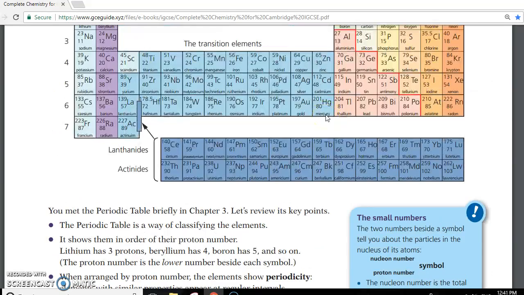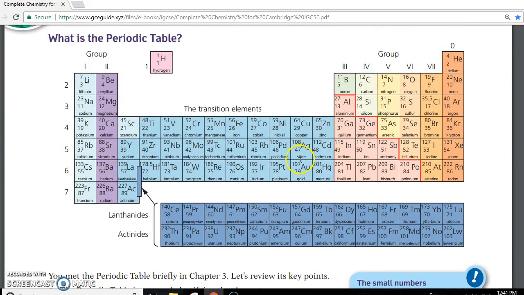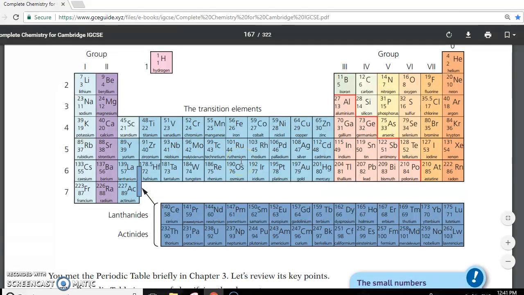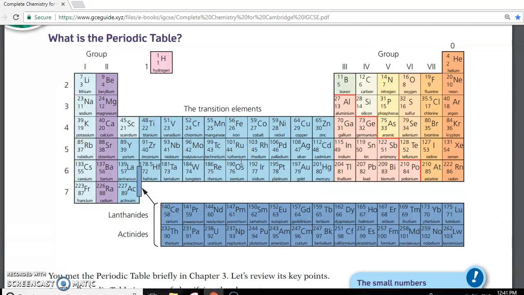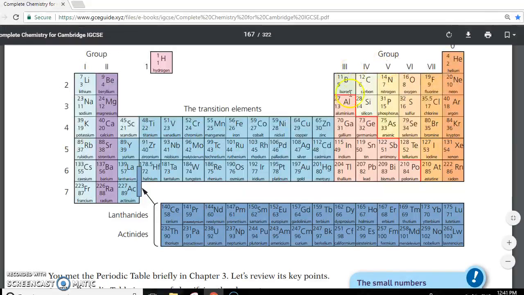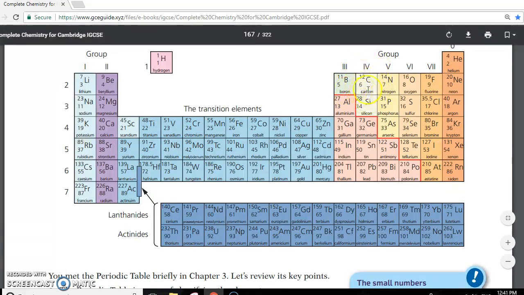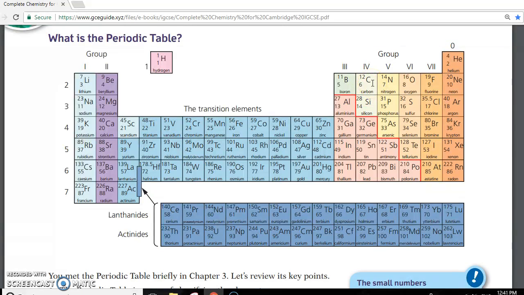And just as a reminder, especially on this table, they're not always going to mark which number is the proton number. It's always going to be the lowest one. The number of protons is also the same as the number of electrons. So if you had a question about carbon, asking how many protons and how many electrons carbon has, the number would be the same. You would say it had 6 protons and 6 electrons.